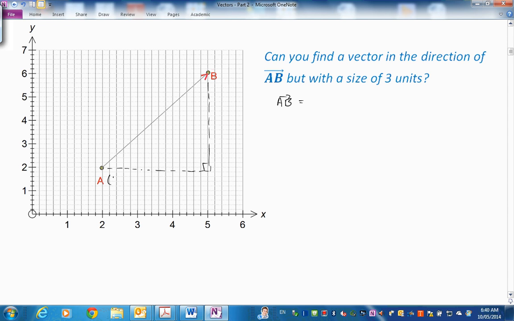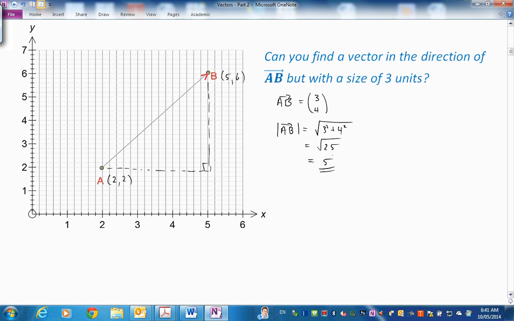So here we could say A is (2, 2), and B is (5, 6). So the vector AB is 5 take 2 in the x direction, and 6 take 2 in the y. So vector AB is (3, 4). The length of AB, remember this from before, is the square root of 3 squared plus 4 squared. I've done nice numbers here, root of 25, a Pythagorean triple. So the length of AB is 5.